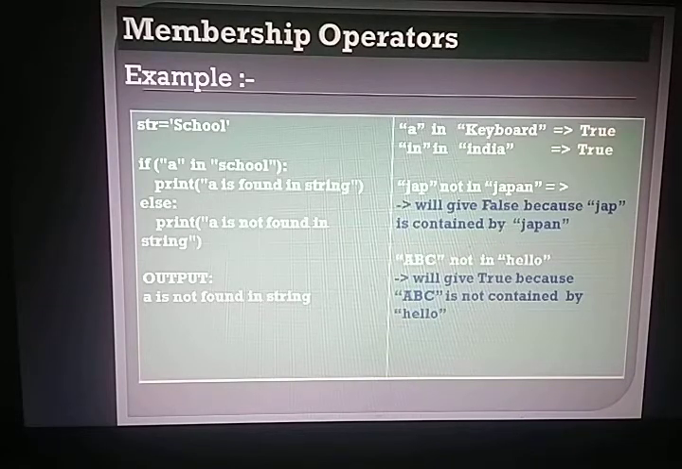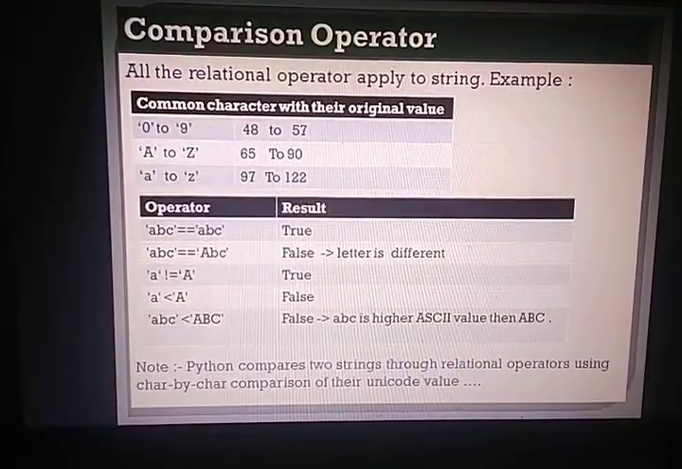For example, you can see on the right side, a in keyboard, it will return true. i in India, it will return true. Now JAP not in Japan will give false because JAP is contained in Japan, so it will return false. Not in is just the opposite of the in operator. Let's see next.